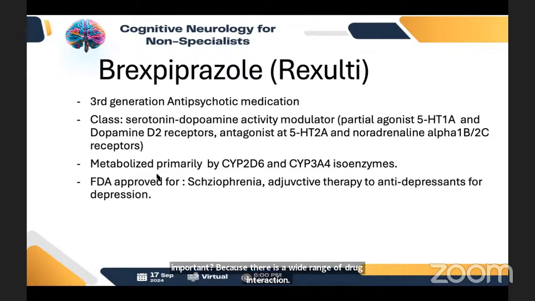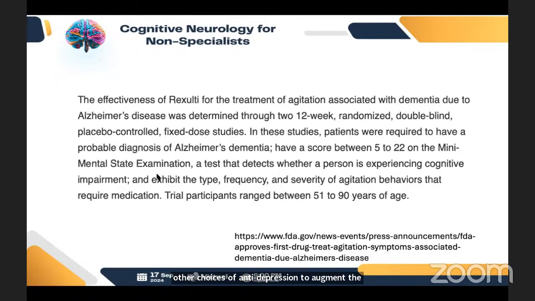Brexpiprazole was previously approved mainly for schizophrenia and then as adjunctive therapy for antidepressants, meaning for severe or treatment-resistant depression. We were adding those third generation medications to other choices of antidepressant to augment the effect to treat clinical major depression. So those are screenshots of the FDA website about Rexulti, brexpiprazole, and for how long it's been tested. It's not very long trials, but it has been tested.